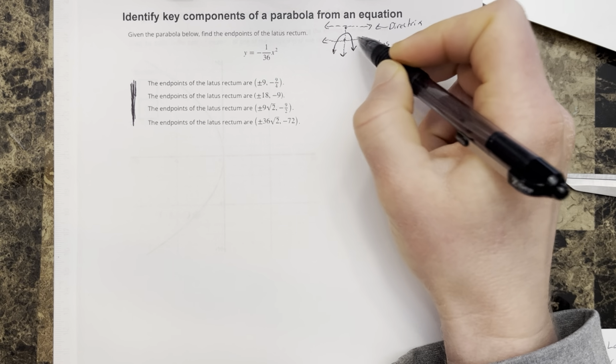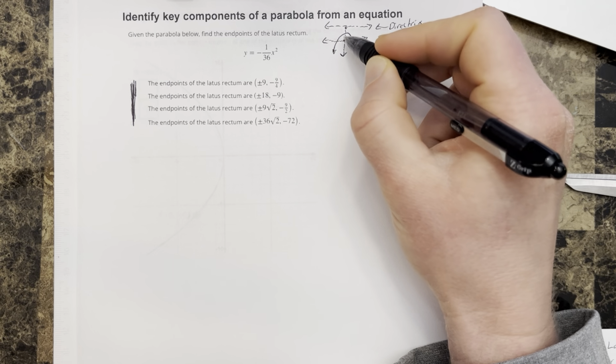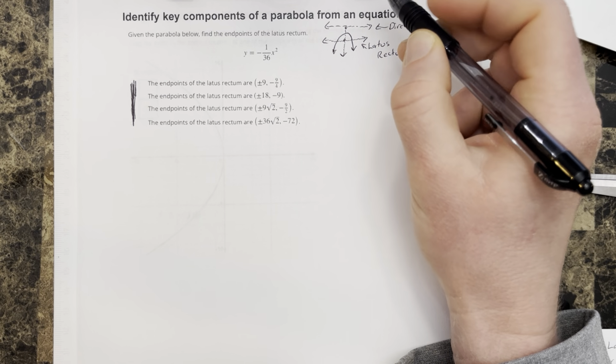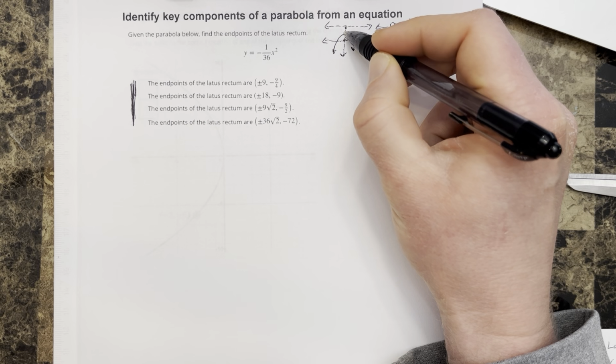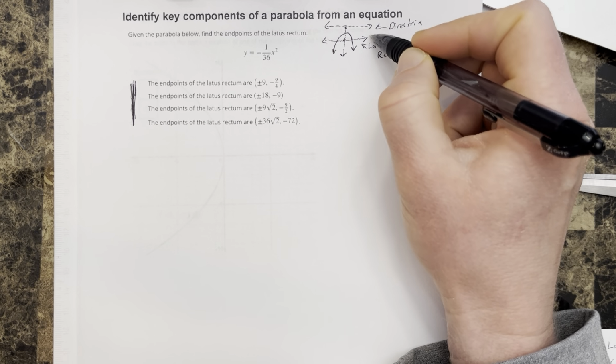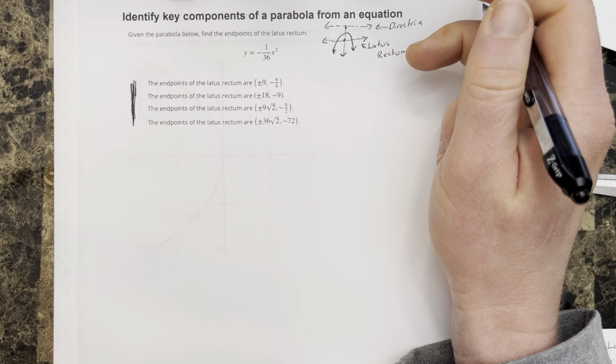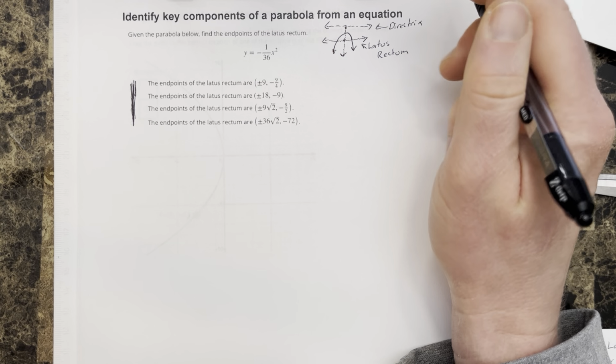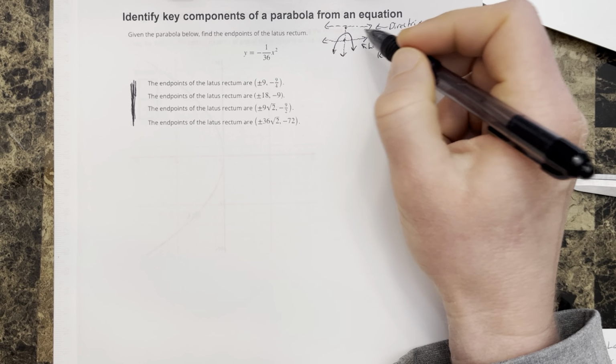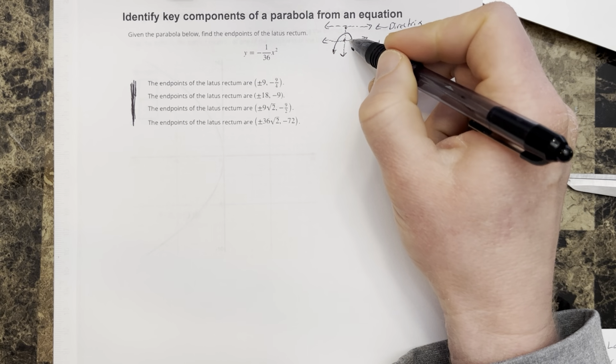Now, the latus rectum goes through the foci, so its distance from the vertex is the same as the distance of the directrix from the vertex. So these two lines are parallel to each other. The latus rectum just goes through the parabola two times at two different points.